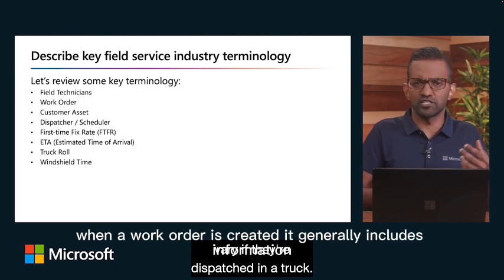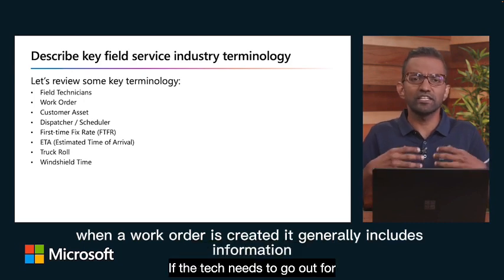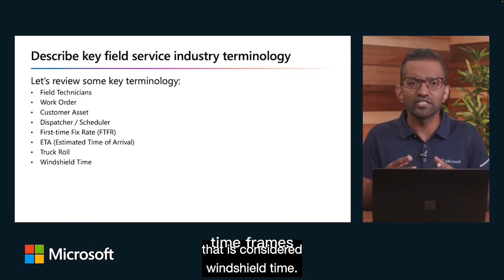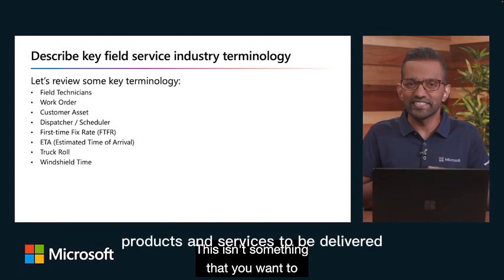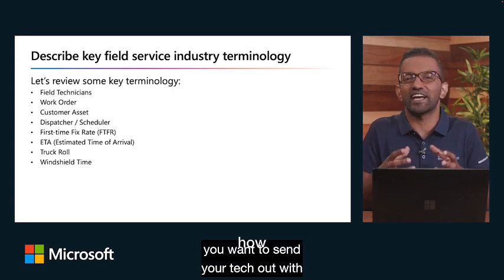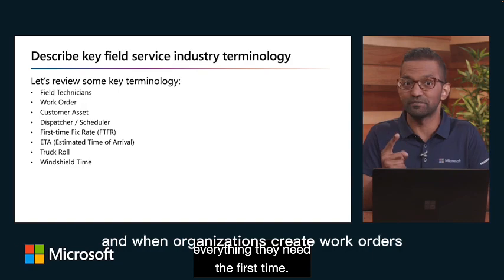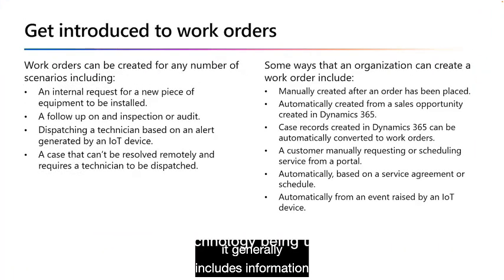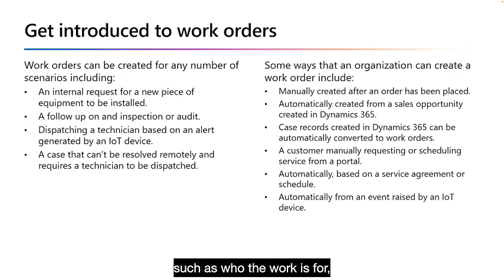When a work order is created, it generally includes information such as who the work is for, the type of work to be performed, timeframes, products and services to be delivered, tasks that need to be done, and plenty more things. How and when organizations create work orders depends on multiple factors, such as their service model, procedures, technology being used.